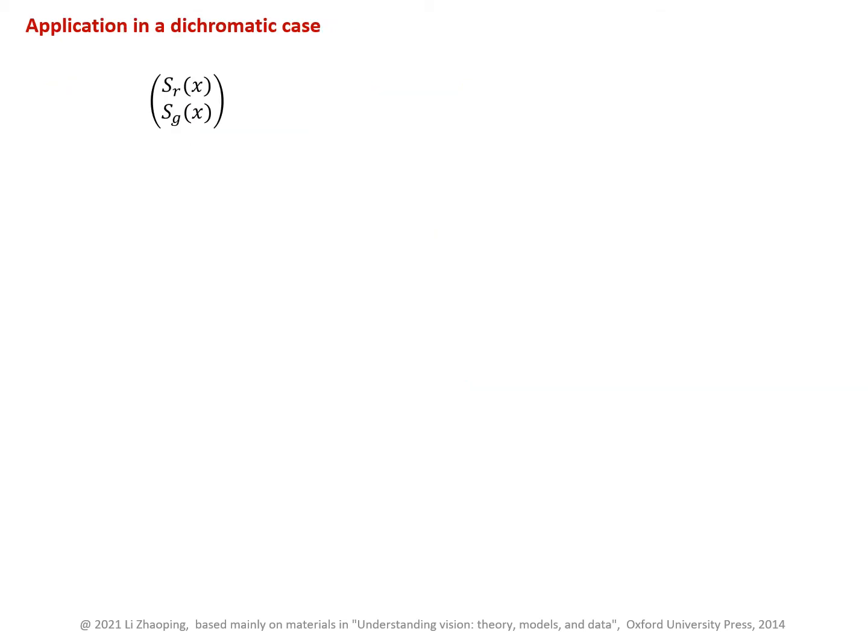Let's look at a simpler case to get more intuition. In this case, we only have two cone types, red and green, and let's approximately treat them as having the same signal power in the red channel and green channel. We have learned that to decorrelate these two in color will give us this kind of rotation matrix to give us a luminance channel and a chromatic channel. The luminance channel is red plus green, and the chromatic channel is red minus green.